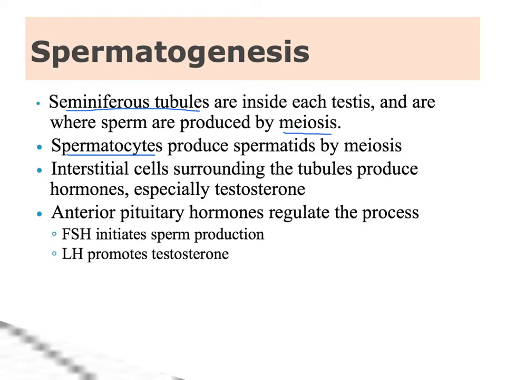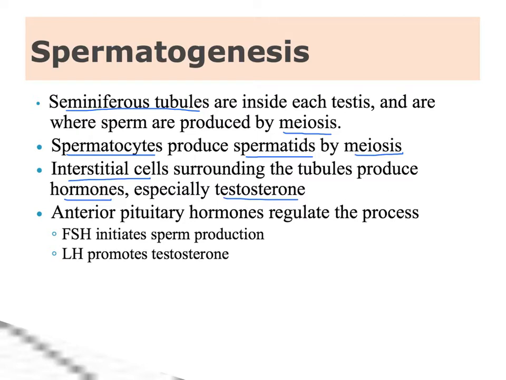Men make sperm from puberty until they are done living, so these germ cells for making sperm are always functional. The spermatocytes then produce spermatids by meiosis, so one spermatocyte would produce 4 spermatids. And surrounding the tubules, in the spaces in between the seminiferous tubules, there are interstitial cells which produce various hormones, but especially testosterone, which is a very important hormone for men.